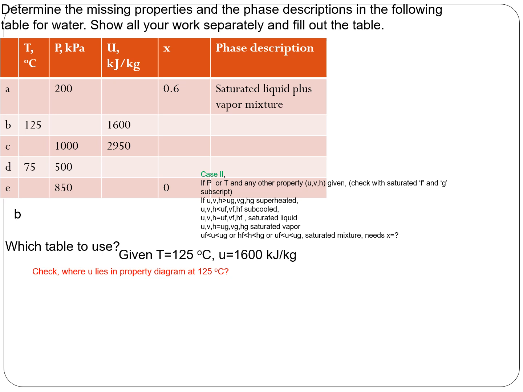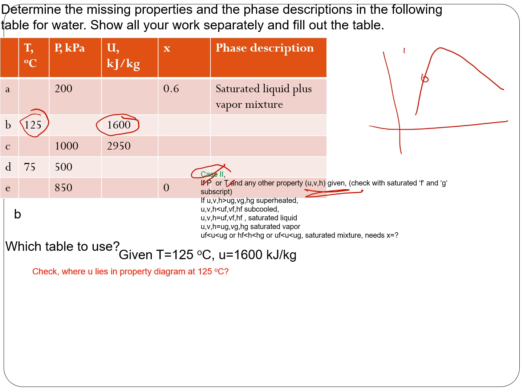The second question is B, where temperature is given and one of the properties is given. So this is case 2: pressure or temperature, and any property is given. If that is the case, then your thought process is you need to compare with uf and ug and find where it lies. Once you know where it lies, then go from there.